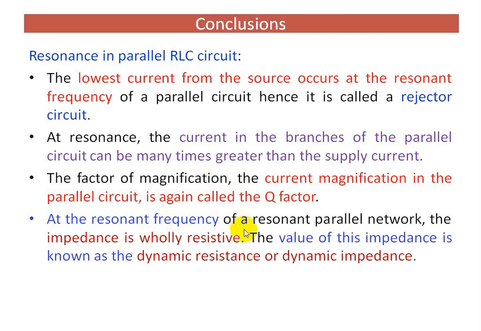At the resonant frequency of the resonant parallel network, the impedance is wholly resistive. The total admittance at resonance will be equal to conductance, and the circuit will behave like a resistive circuit. The value of this impedance is known as the dynamic resistance or dynamic impedance.